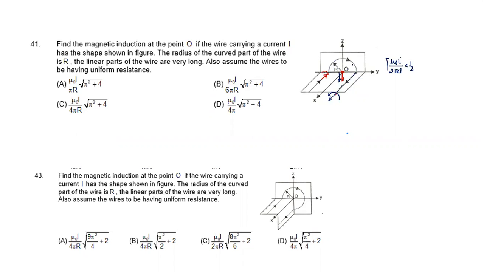How about the circular ring? The circular ring lies in the YZ plane. Hence, the field will be perpendicular to the YZ plane. I curl my fingers in this direction, and my thumb will point away from me, which is in this direction. The field due to the semicircular element will be along the minus i cap direction.